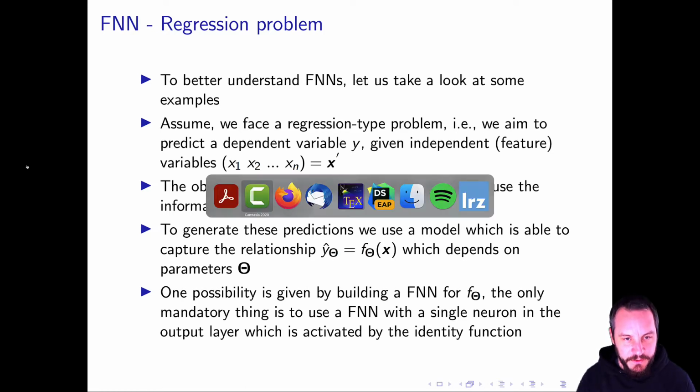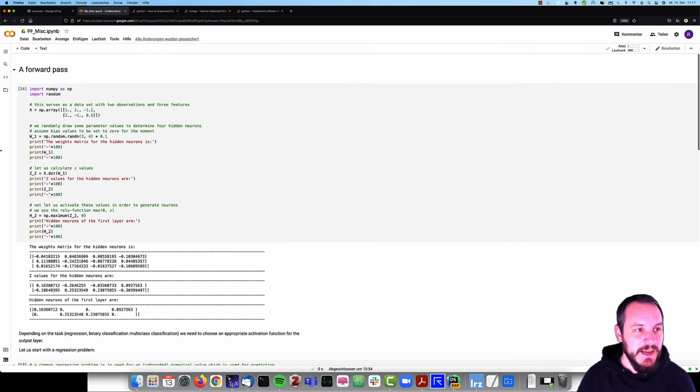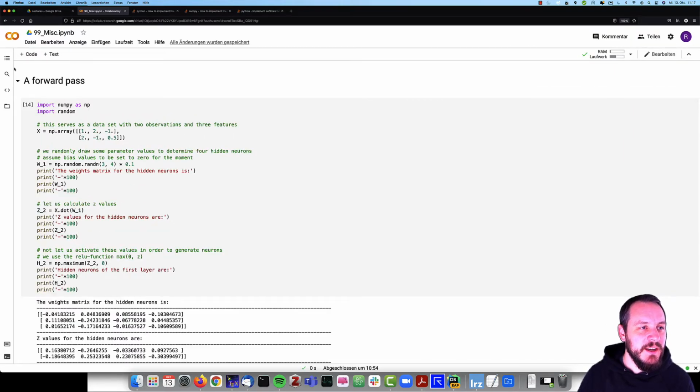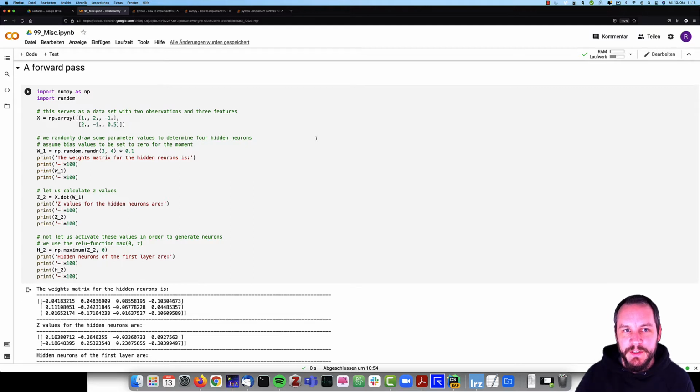Okay. But now let us go into specifics depending on the tasks that we are facing. And first we will skip between the slides and examples that you can find in the collaboratory file, in the miscellaneous file. So just a silly example without any meaning, without any content, just to make sure that you understand what's happening from a numerical side here.